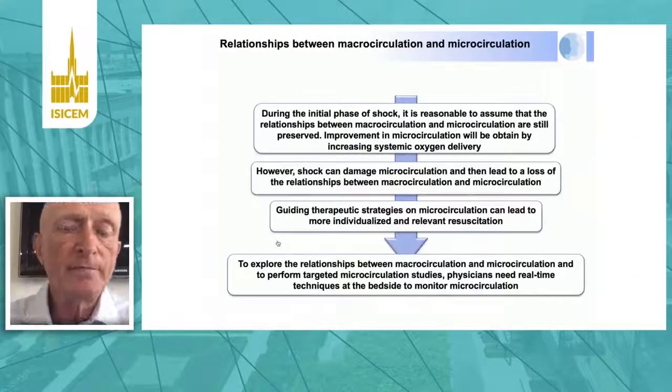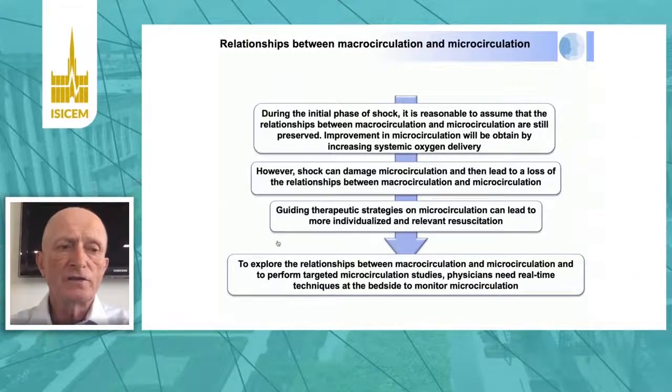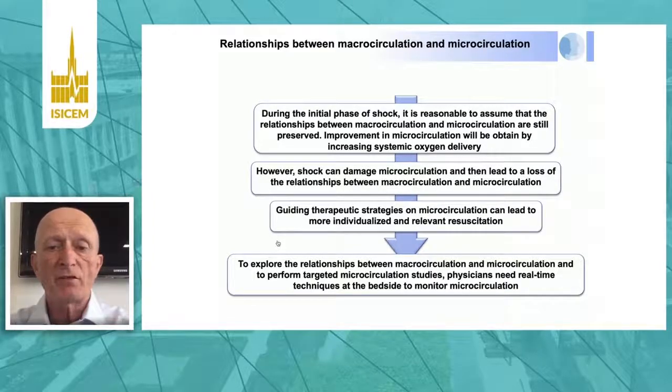So in conclusion, during the initial phase of shock, it is reasonable to assume that the relationship between macro and microcirculation is still preserved, and improvement in microcirculation will be obtained by increasing systemic oxygen delivery. However, shock or other severe situations can damage microcirculation and then lead to a loss of relationship between macro and microcirculation.